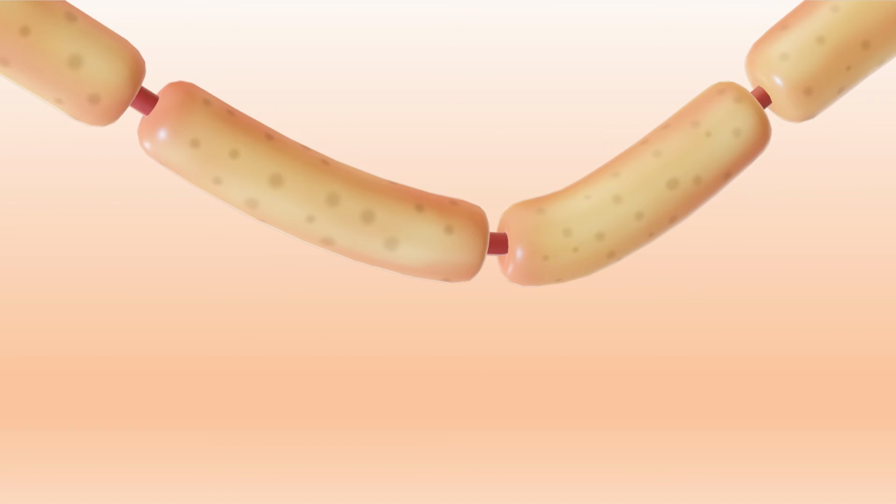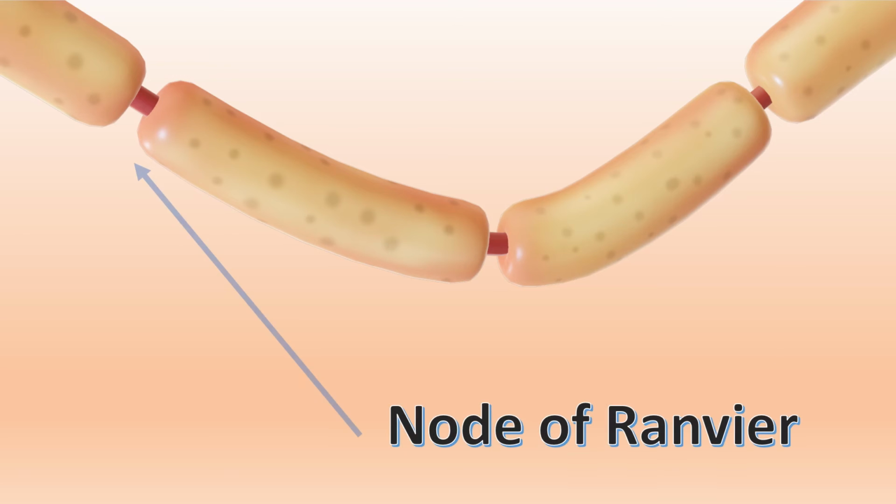Number 4 points to a node of Ranvier. This part in particular is not relevant to the class, but in a sense they are the spaces between the myelin, and they serve to facilitate the rapid conduction.